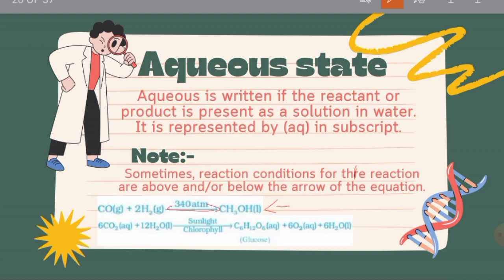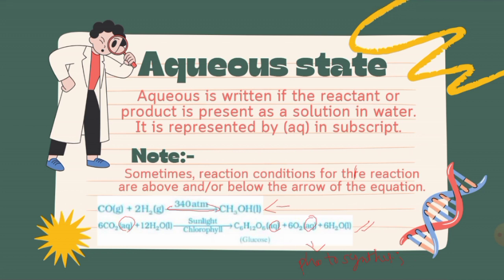Now this reaction is very important. You will see it in your biology also. This is generally the photosynthesis reaction. Carbon dioxide plus water, in the presence of sunlight and chlorophyll, gives rise to glucose plus oxygen plus water. So here you saw aqueous, right? It will be present in water solution. Here also aqueous, and here also aqueous. This is the photosynthesis reaction, a very important reaction. You need to remember this. It is balanced here also, so you should remember the balancing too.